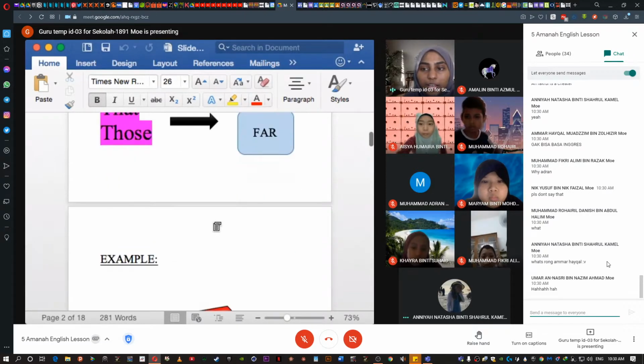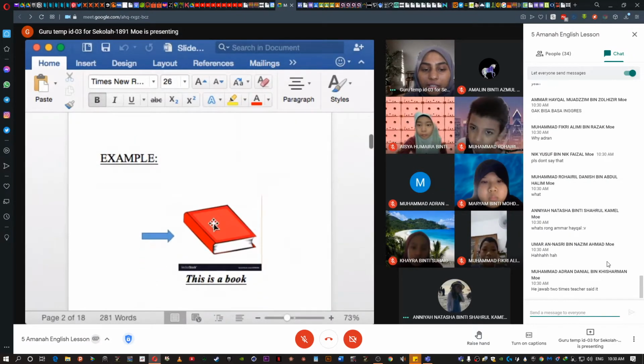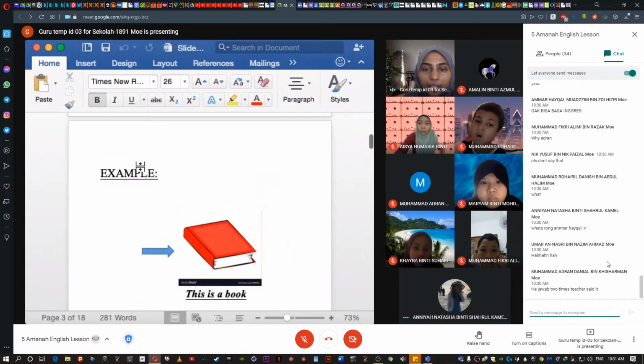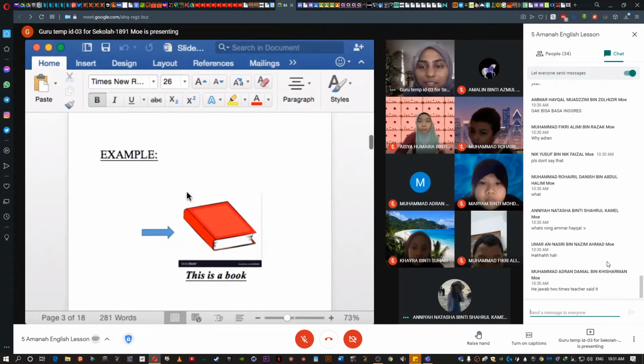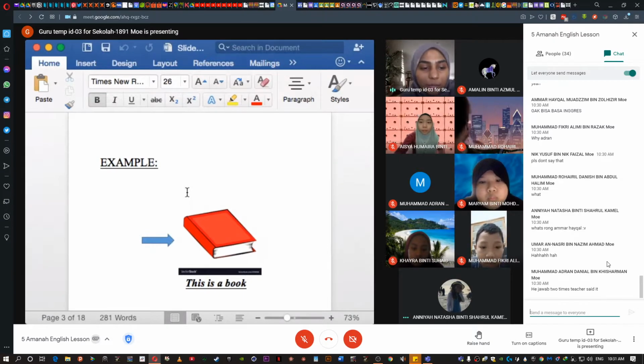Okay, let's move for the example. As you can see, the example here. Okay, apa yang kamu borak dalam chat box ni? It's okay. Focus. Okay, focus kat depan. Okay, everyone, focus on my slide.